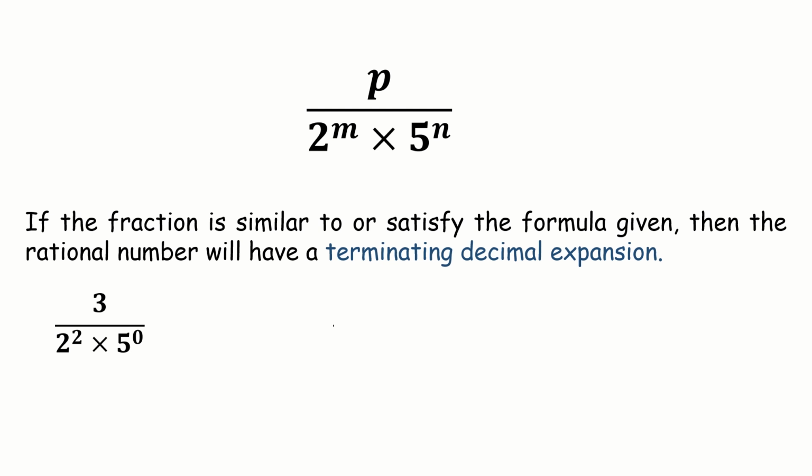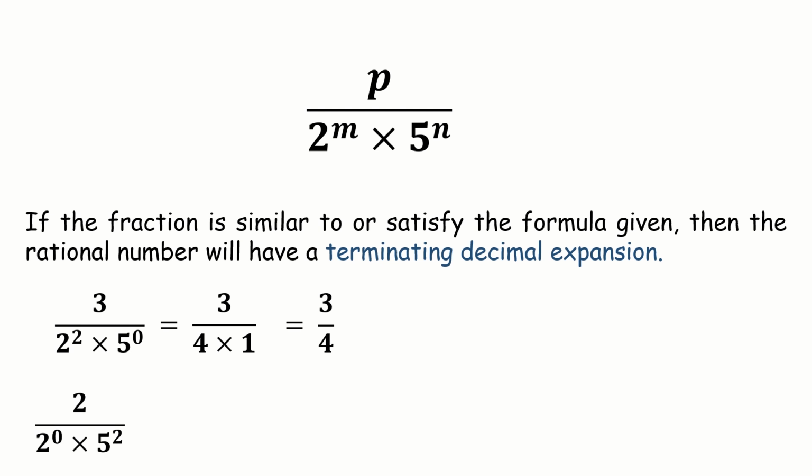3 over 2 squared times 5 to the power of 0. Does it look similar? Yes, it looks similar. M is 2, N is 0. So this is similar. Now, let us simplify this. It means 3 over 4 times 1. That answer is 3 over 4. So this is an example of a terminating decimal expansion if this fraction is converted to decimal.